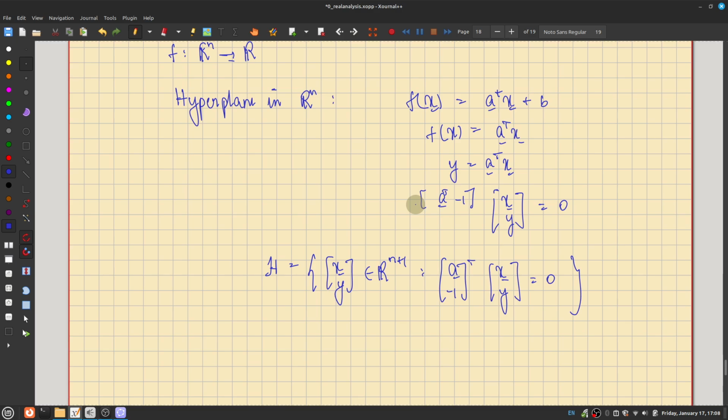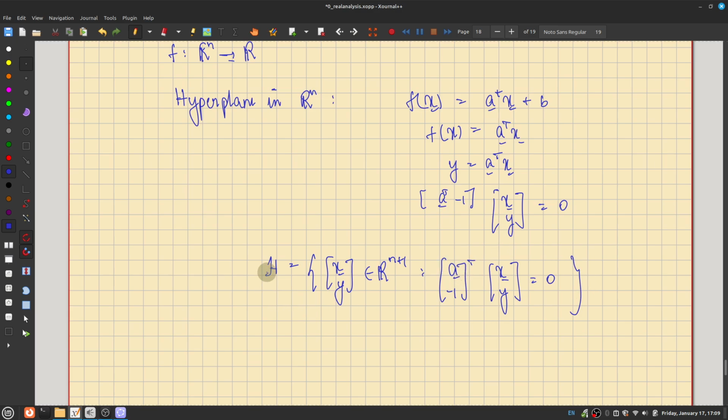Yes, the number of variables. The dimension of the null space is the number of variables minus the rank of this. So the question is, why is the rank of this equal to 1? It's because there is at least one non-zero entry, right? That's the reason. So the rank is equal to 1.